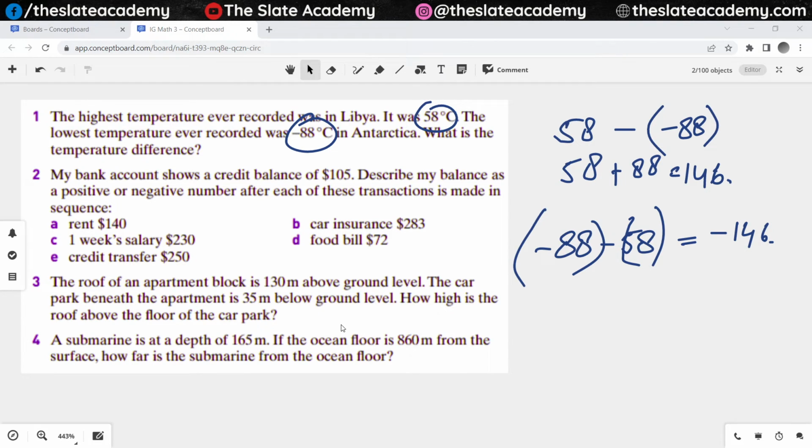It reads, my bank account shows a credit balance of 105. So credit balance means that I have this balance, this $105, in my bank account. All right. So read the remainder of the question and please let me know the answers of parts A, B, C, D, and E.